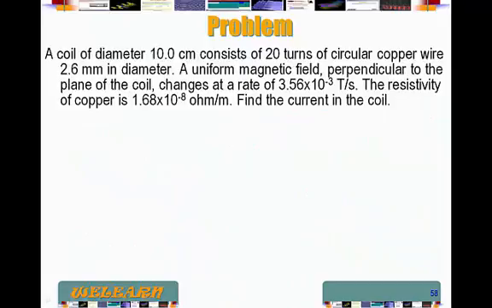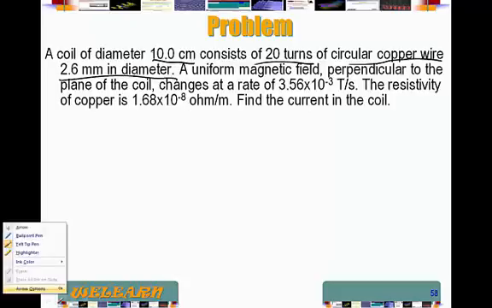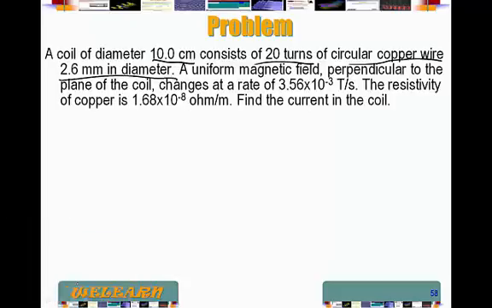Okay, the next question: we have a coil of diameter 10 centimeters. It consists of 20 turns of circular copper wire of 2 millimeters in diameter. Let's change the color of this to red. The magnetic field perpendicular to the plane of the coil changes at a rate of 3.56 times 10 to the minus 3 teslas per second, and the resistivity of the copper is given by this, and we are asked to find the current in the coil.